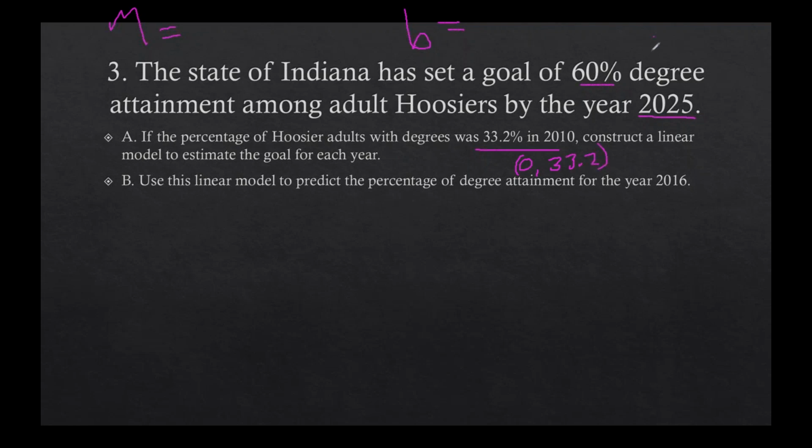Great. What does that make our other ordered pair? If 2010 is 0, what's 2025? 15. So I have the ordered pair 15, 60. All right, good. Now that we have those two, the y-intercept should just jump out at you. What is your y-intercept?